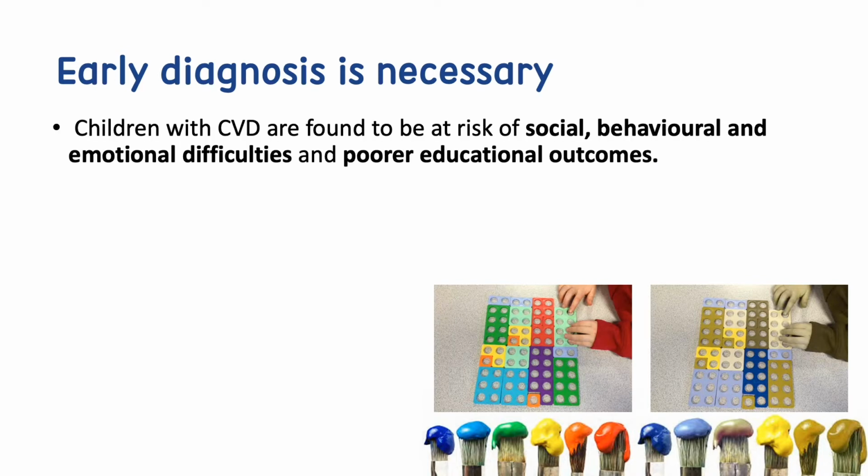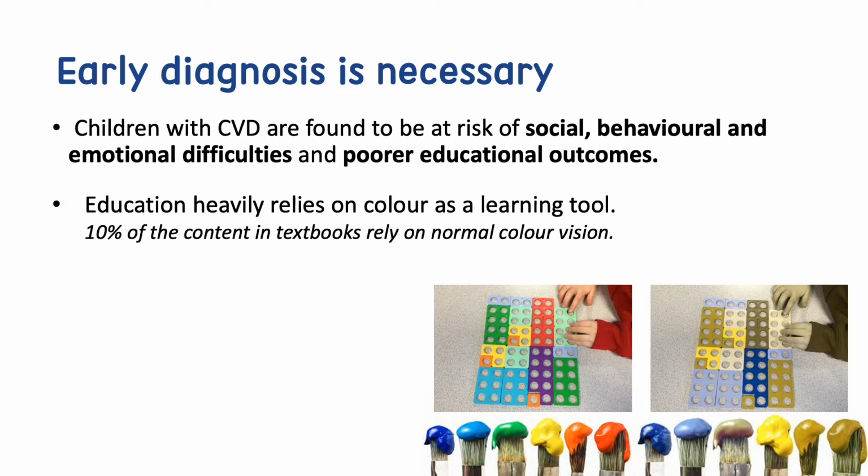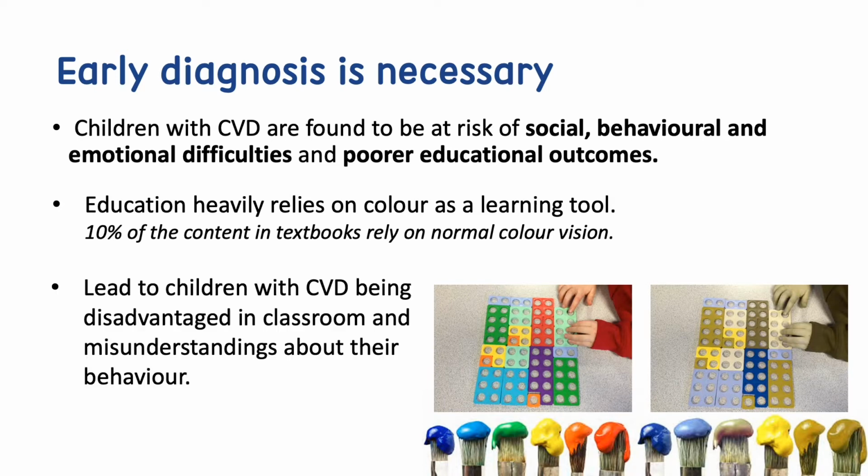Children with CVD are found to be at risk of social, behavioural and emotional difficulties and poorer educational outcomes. Education heavily relies on colour as a learning tool, especially in those early years. And it's been found that 10% of the content in textbooks rely on normal colour vision to solve questions. So this can lead to children with CVD being disadvantaged in the classroom. And it can also lead to misunderstandings about their behaviour from teachers and parents who might be unaware that a child struggling in the classroom might be a result of their CVD.